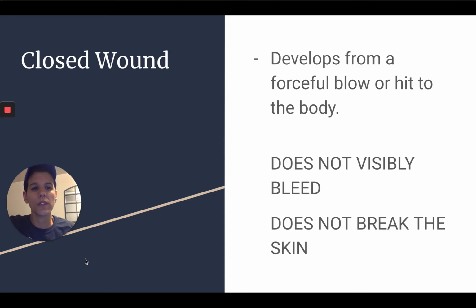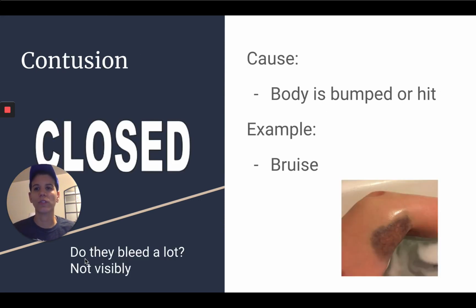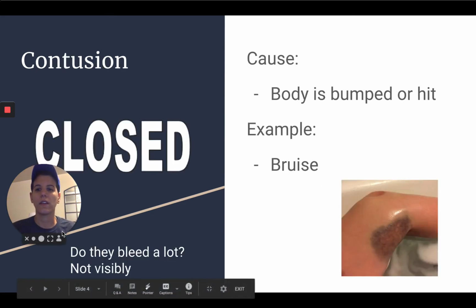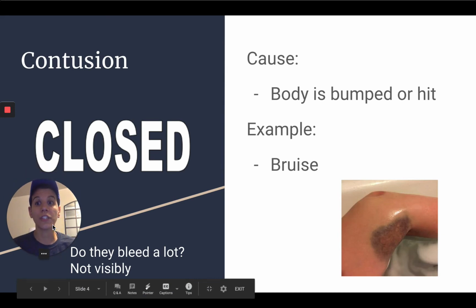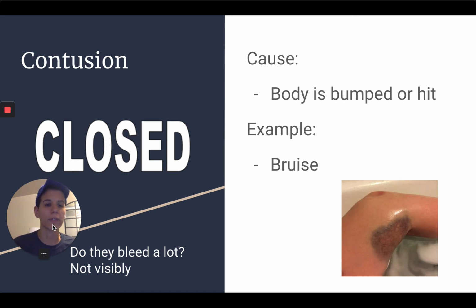Closed wounds develop from a hard hit or a forceful blow to the body, do not visibly bleed, and do not break the skin. And we know more so what a closed wound is. An example is a bruise, known as a contusion. That's the name. When the body is bumped or hit, there's a pretty sick picture of a bruise, also known as a contusion. And usually the bleeding is not visible.